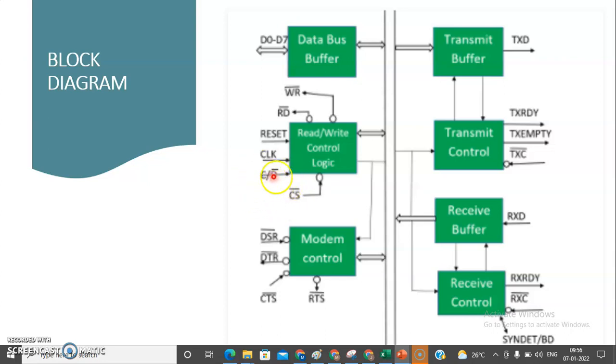So using this you can set whether you are going to give the data or command. When this line is 1, it represents command. If this line is 0, it represents data. Then you have this transmit buffer.